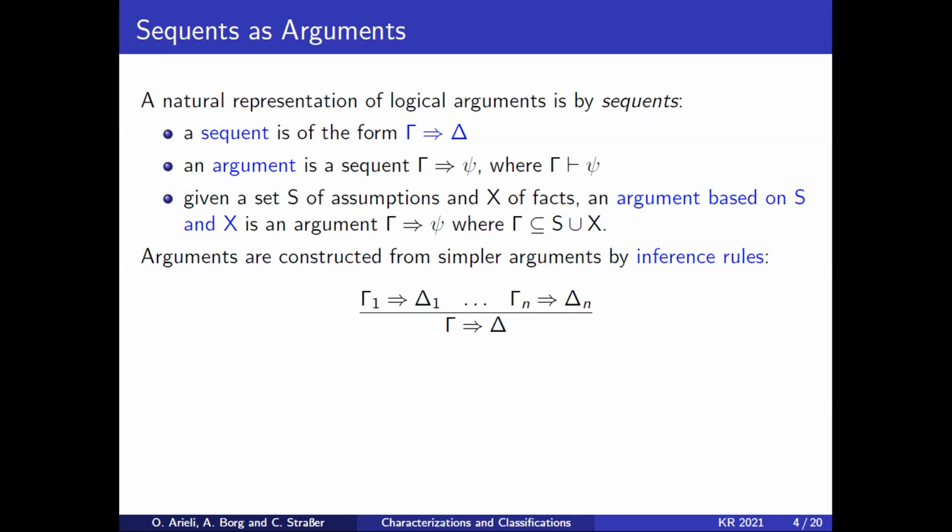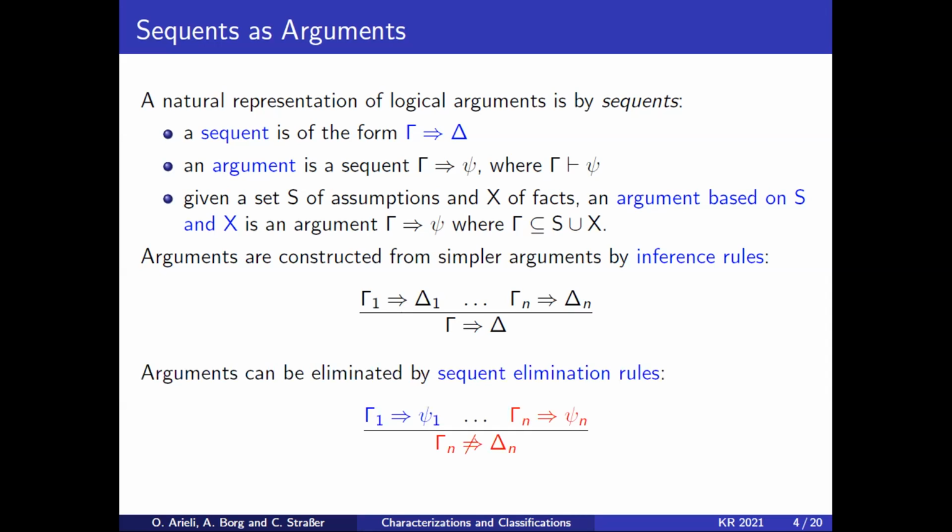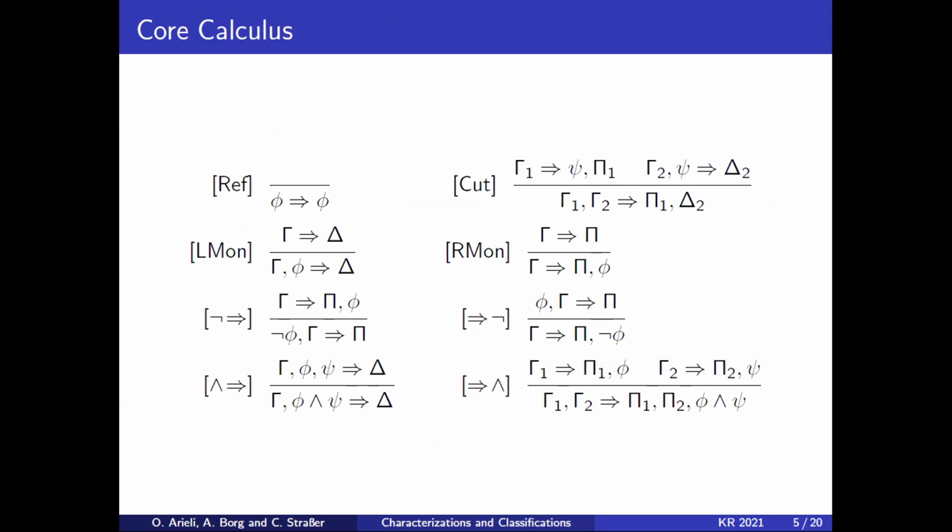Now, arguments are constructed based on inference rules, and the attacks are based on sequent elimination rules, where we have an attacking argument, the first condition, an attacked argument, the last condition, and conditions in between that determine how the attack takes place, and as the consequence of the rule, the attacked or eliminated argument. Well, for the inference rules, we take a core calculus with which all the proofs were provided. These are basically rules for the Tarskian conditions, so reflexivity, transitivity, and monotonicity, and we require a negation and a conjunction connective.